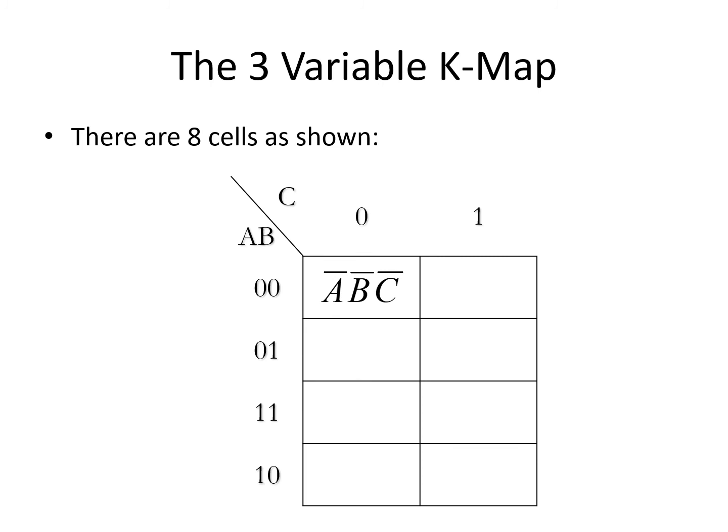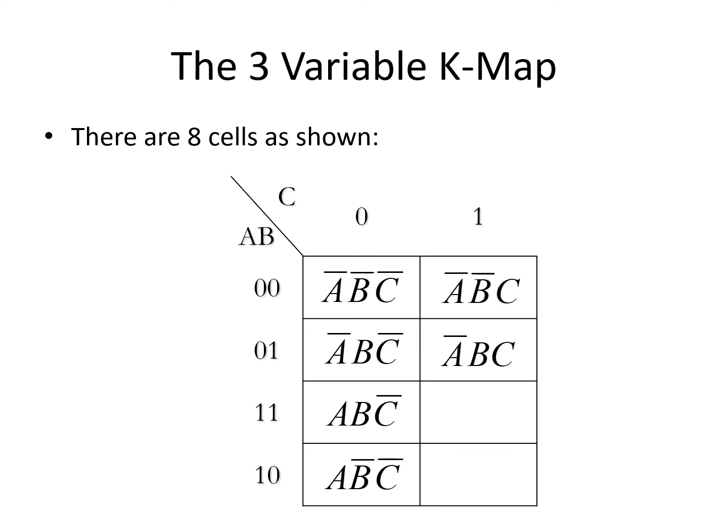The first cell is going to be A bar, B bar, C bar. Second, it is A bar, B, C. Third is A, B, C bar. Then you have the A, B bar, C bar, A bar, B bar, C, A bar, B, C, A, B, C, and finally A, B bar, C.